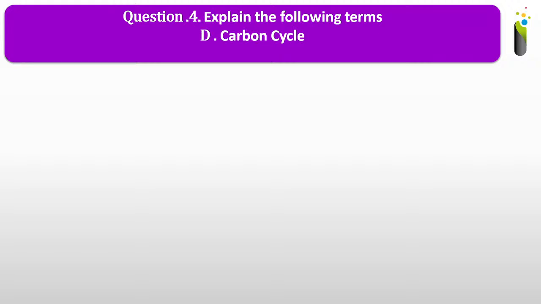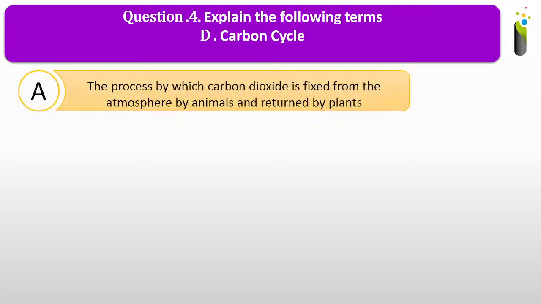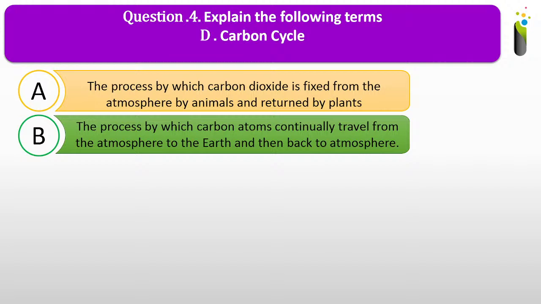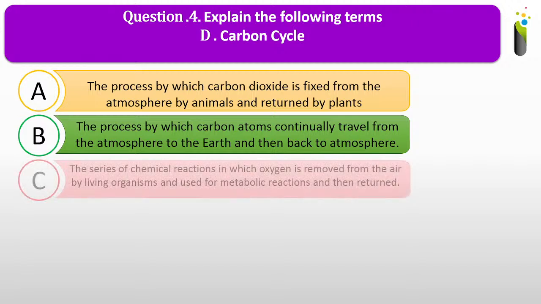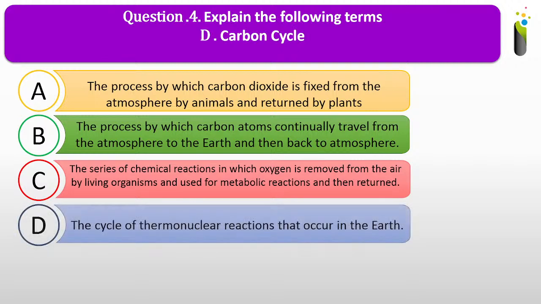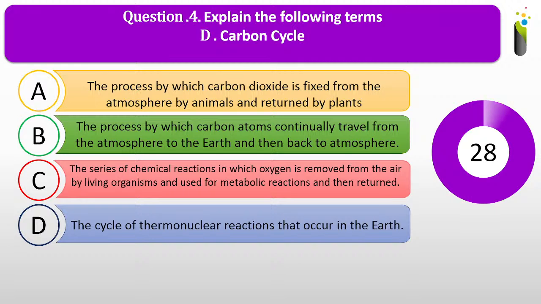Explain the term carbon cycle. A. The process by which carbon dioxide is fixed from the atmosphere by animals and returned by plants. B. The process by which carbon atoms continuously travel from the atmosphere to the earth and then back to the atmosphere. C. The series of chemical reactions in which oxygen is removed from the air by living organisms and used for metabolic reactions and then returned. D. The cycle of thermonuclear reactions that occur in the earth.